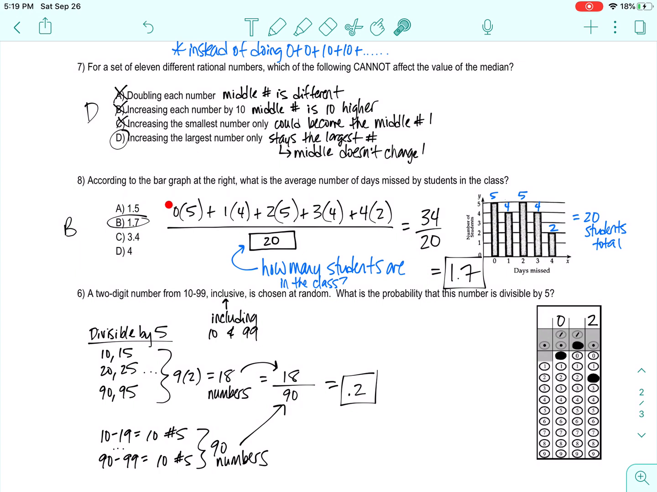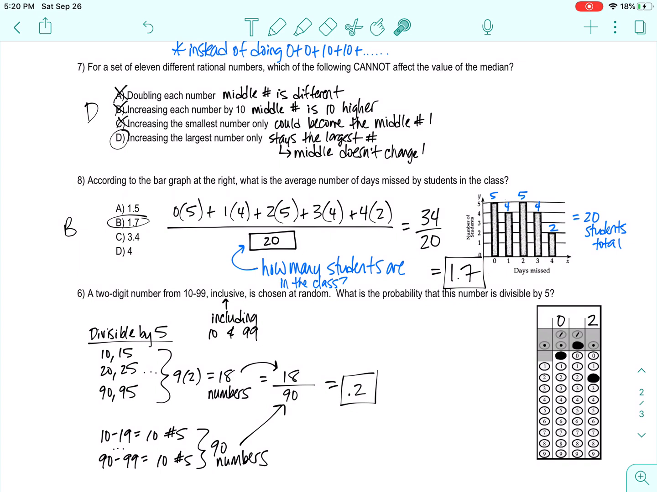There were 5 students that missed 0 days. So instead of saying 0 plus 0 plus 0 plus 0 plus 0, we can just multiply. There are 4 students that missed 1 day, so if I were adding them up, I would have 4 ones all being added together. You could do this the slow way or the fast way. There are 20 students total. They weren't giving us that information in this question. I had to figure that out by adding up these numbers. And that's how we get 34 out of 20, which is an average of 1.7 days.